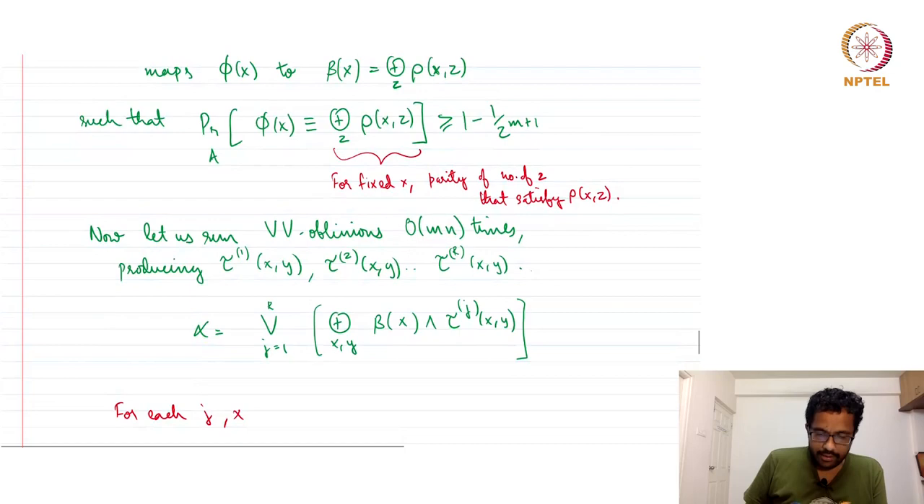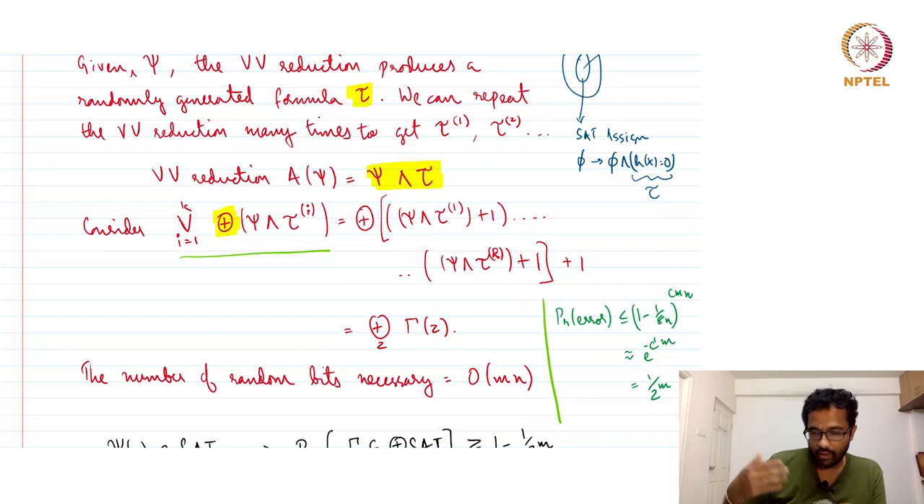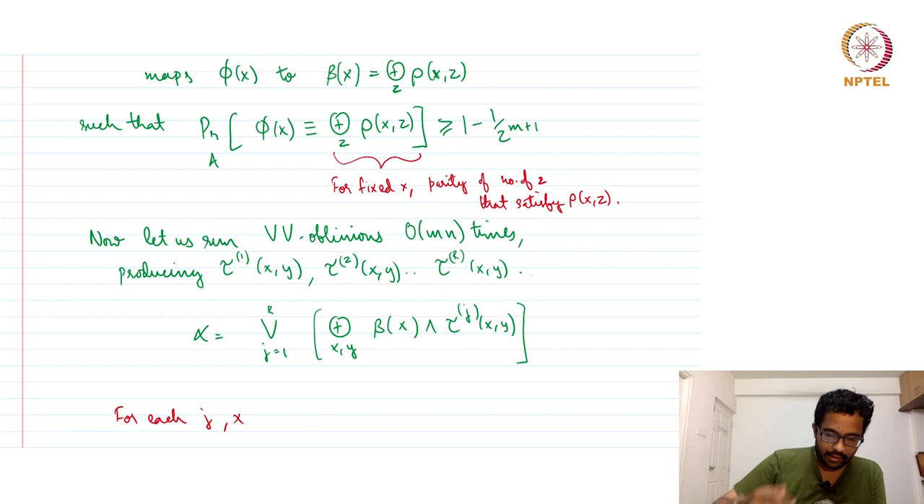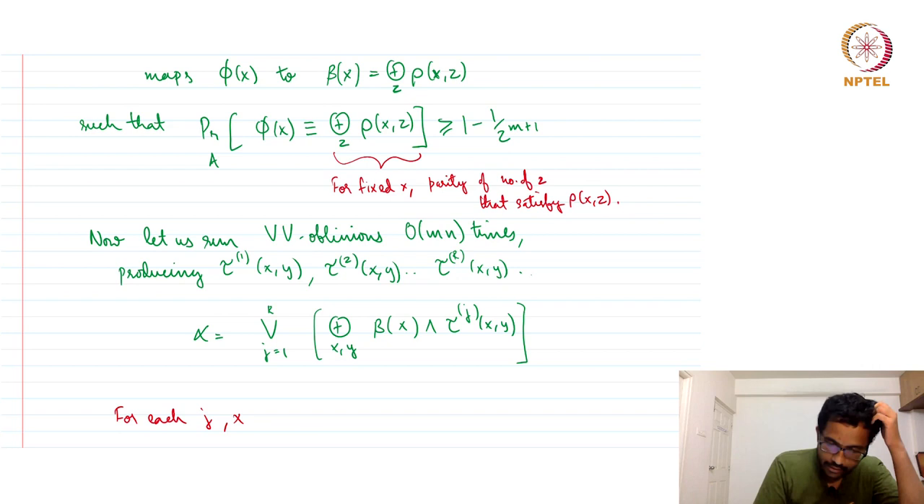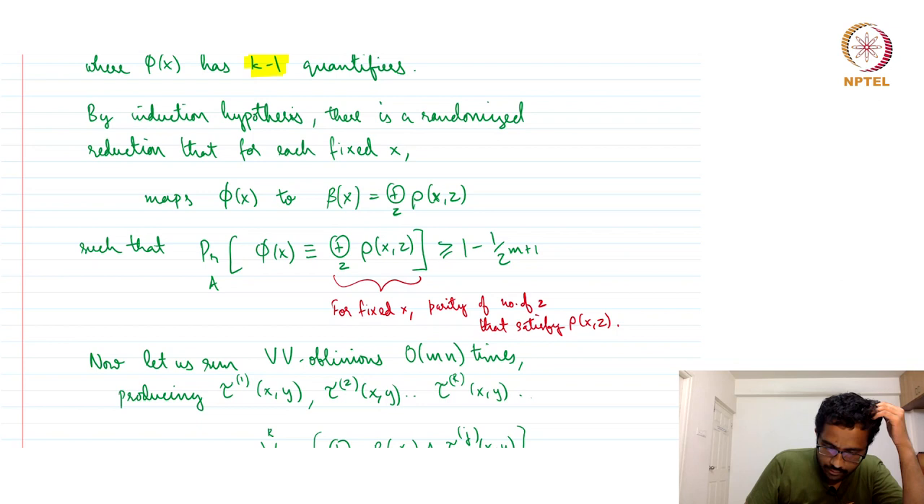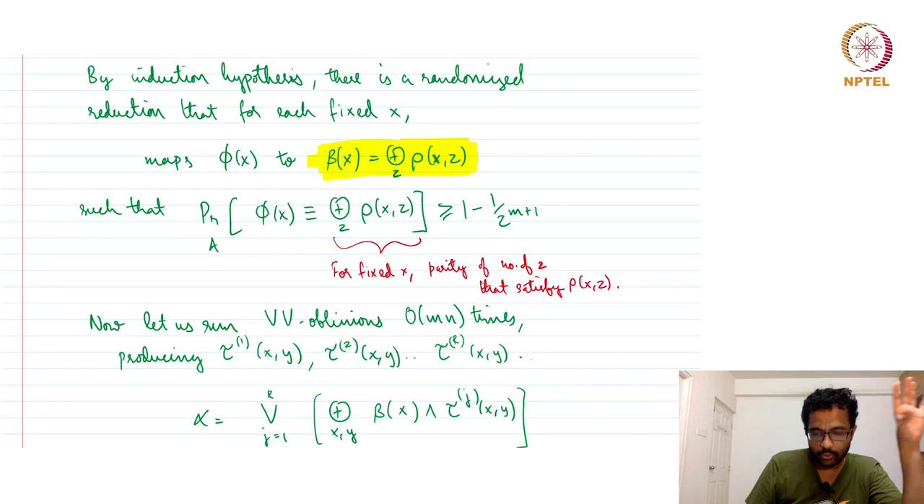Now it is what we did already here. What did we do above here? We just took an R with many taus. We can do the same thing again, right? We can run the Valiant-Vazirani oblivious that we already stated above, order mn times, and each time we get different tau values, tau 1, tau 2, and so on, right? And so let me denote the parity value of rho xz by beta x, where beta x denotes the truth value of this. It's just a Boolean formula.